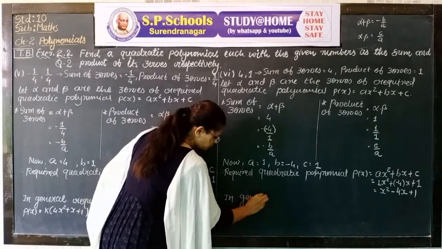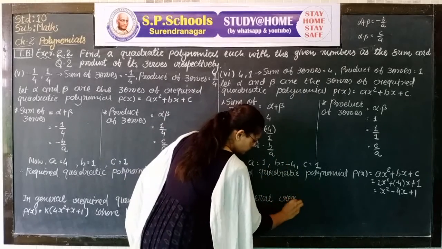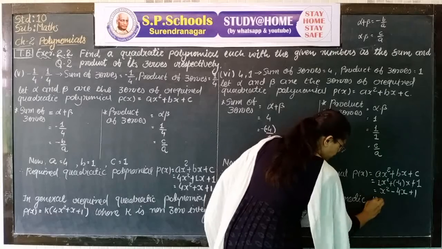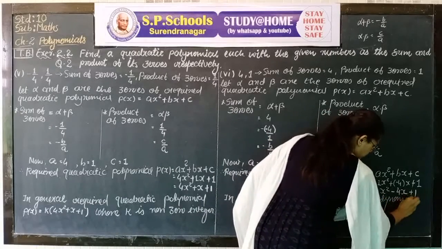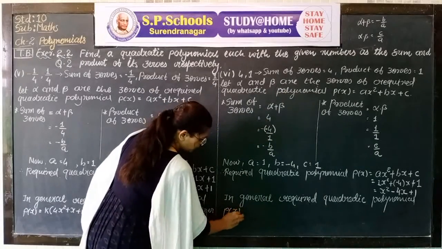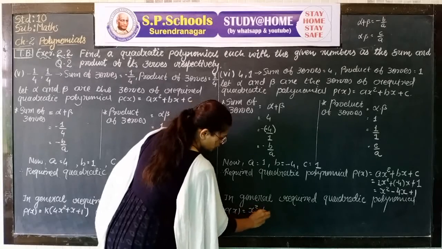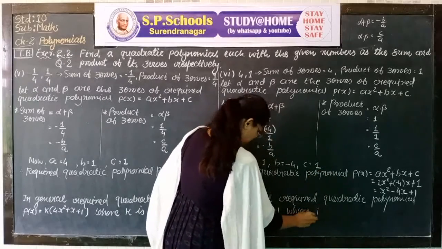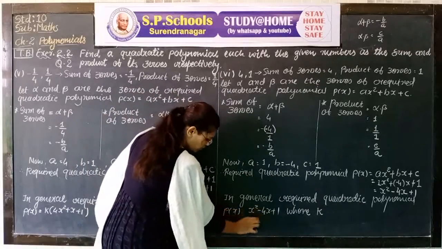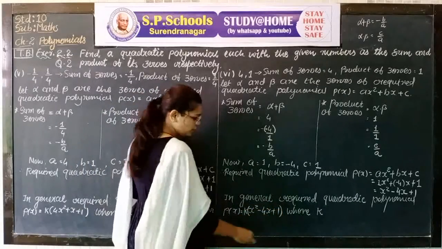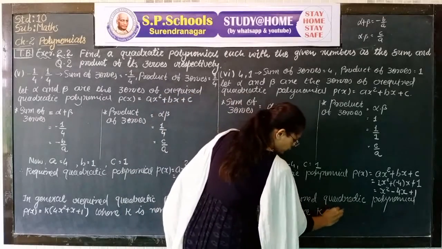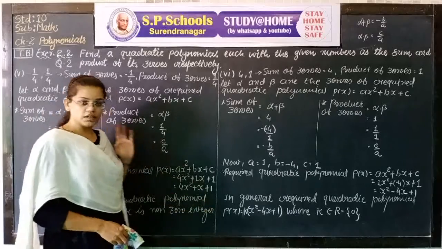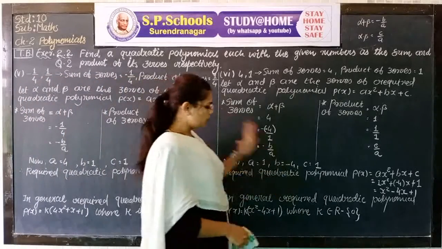In general, the required quadratic polynomial p of x is equal to k times x square minus 4x plus 1, where k is available in multiplication form, where k belongs to R minus 0 or where k is a non-zero integer. Both are true in sentence or in symbolic form.